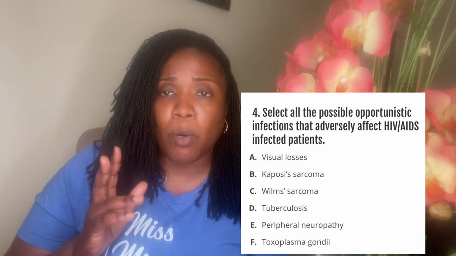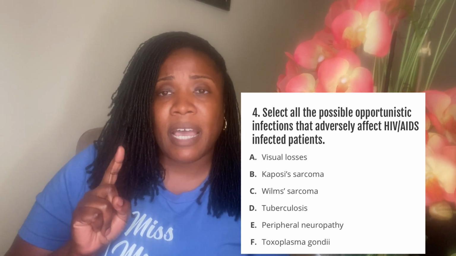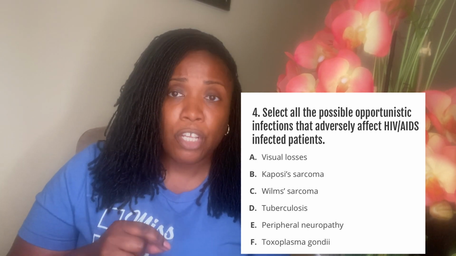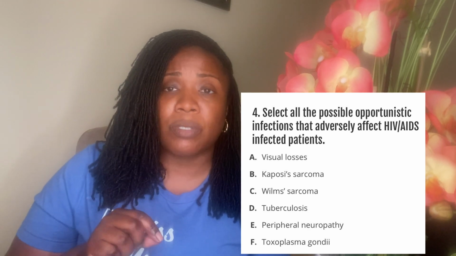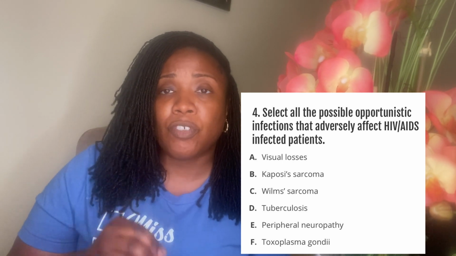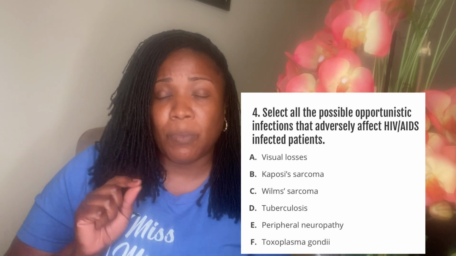Toxoplasma gondii, most definitely, that's an opportunistic infection that people who have HIV and AIDS may be at risk for getting. So understand that Kaposi sarcoma, tuberculosis, and Toxoplasma gondii are definitely opportunistic infections that people who have HIV and AIDS would be susceptible for getting.